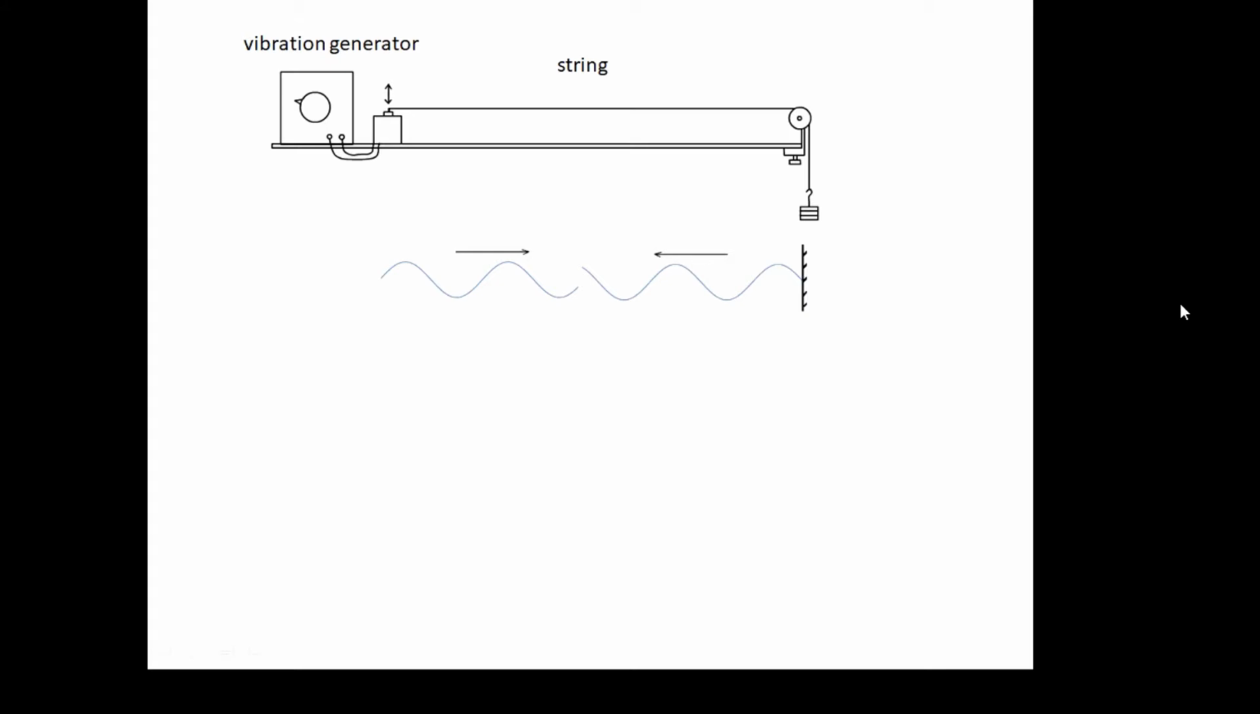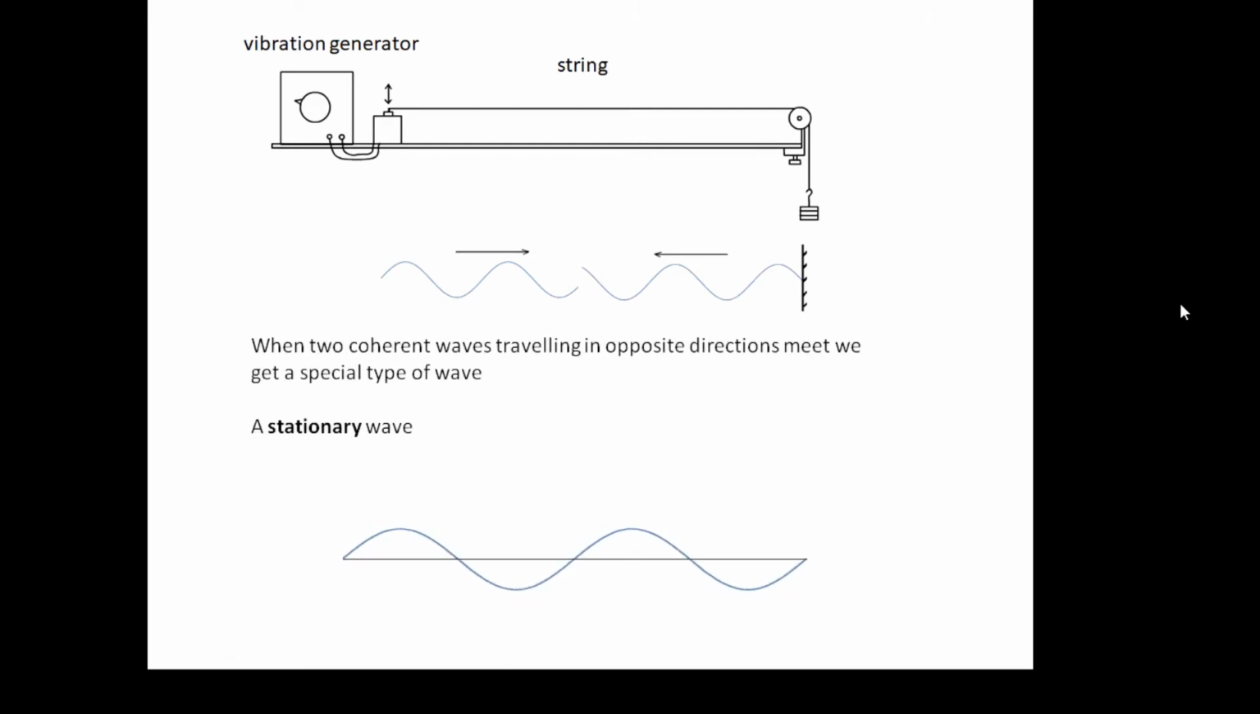And what we're going to get is two waves traveling in opposite directions interfering with each other. So two coherent waves. What's happening is the wave will be interfering with its own reflection. Now, what happens is we get pretty patterns. When two coherent waves travel in opposite directions and meet, we get a very special type of wave called a stationary wave.